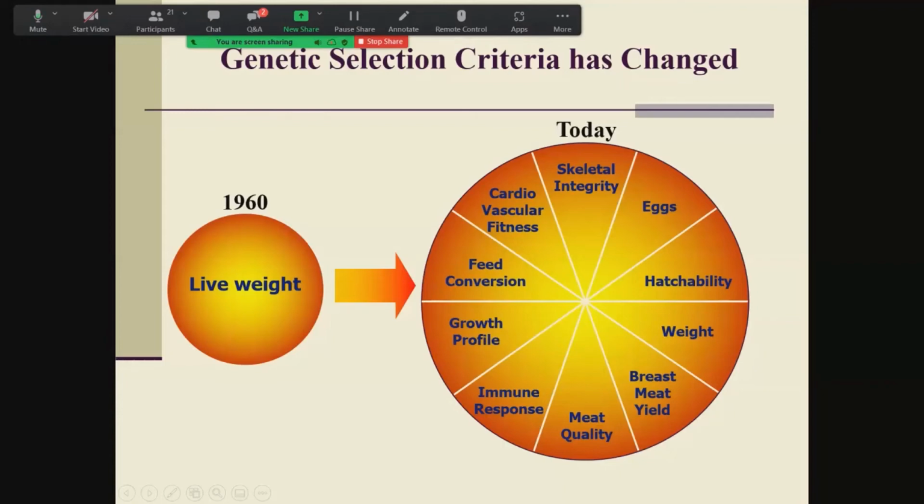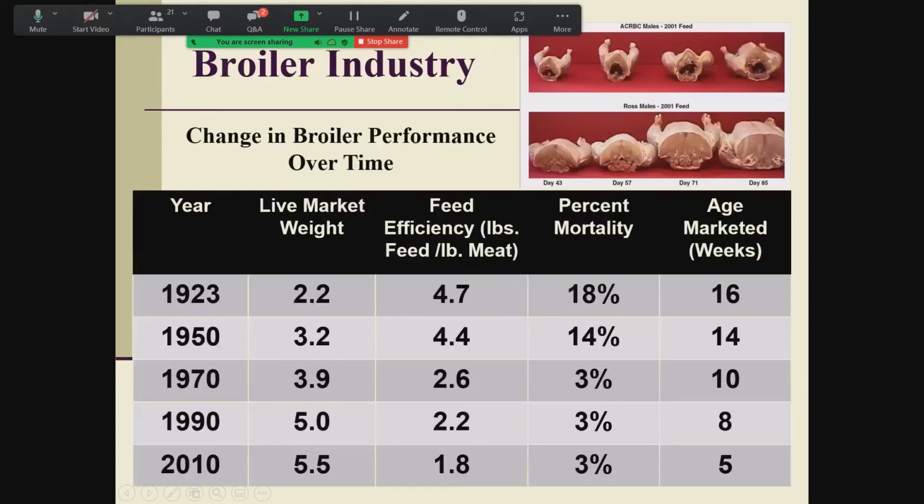So now we've gone so far away from just growing a big bird to growing a big bird that has a structure that can handle it as well, which is good, because when we first started, back in the late 70s in college, we had problems with lameness and some other issues because we were growing the birds too quick for their structure. We've caught up with that now, and the structure now can handle a lot of that growth.